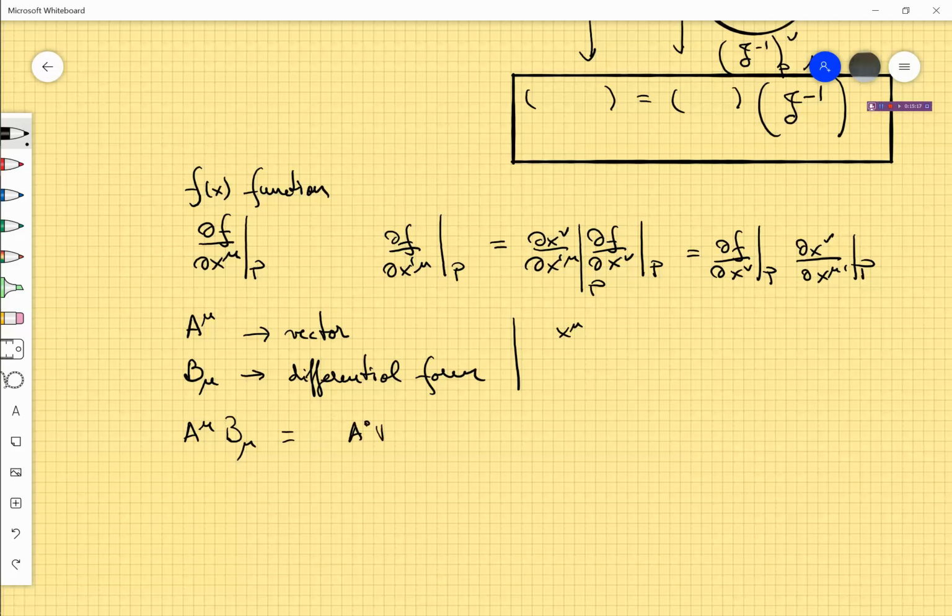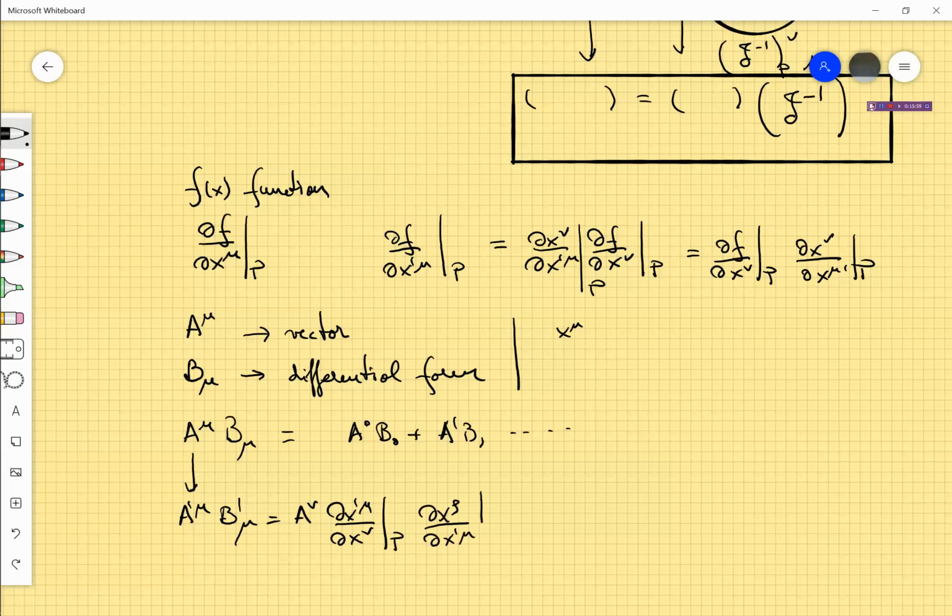So this B0 plus A1, B1, etc. The main property is that, so these are defined at a point P for the moment, if you go to the prime coordinate system, then by definition this transforms as x prime mu over dx nu, always at point P, and this transforms as dx rho over dx prime mu at the point P times b rho.